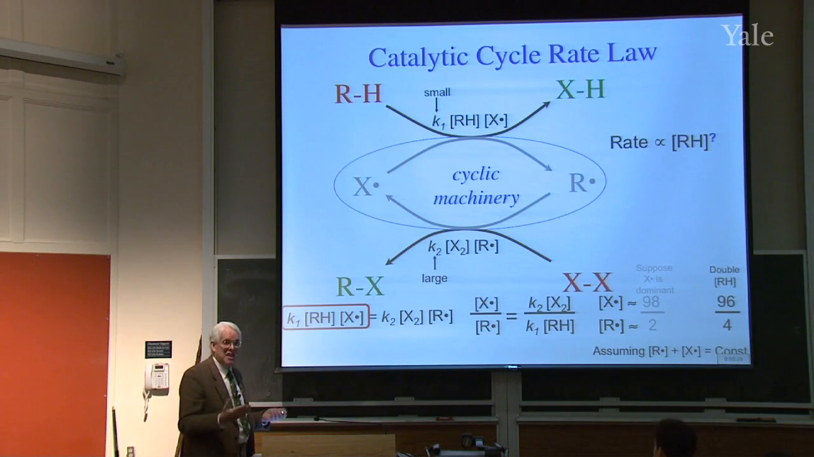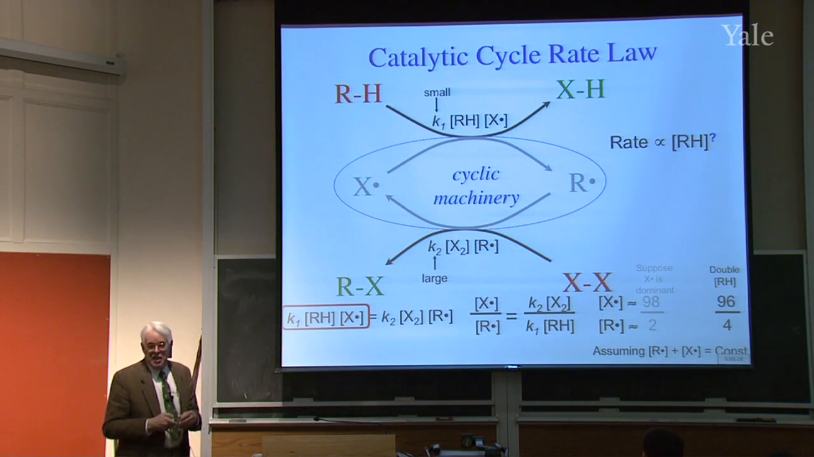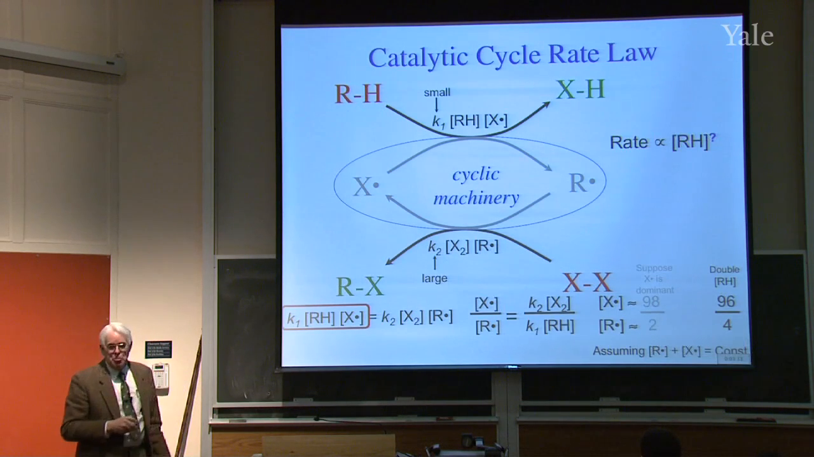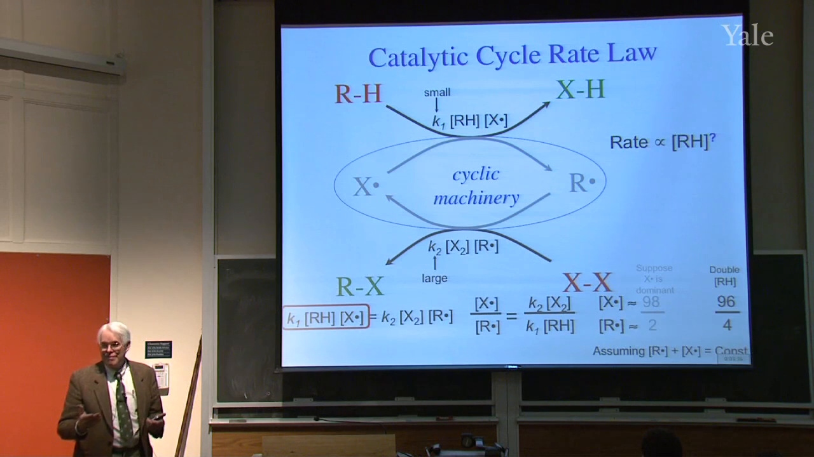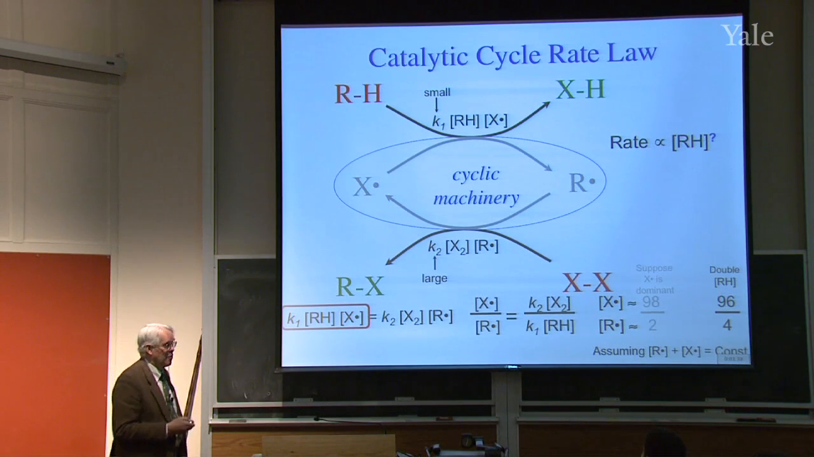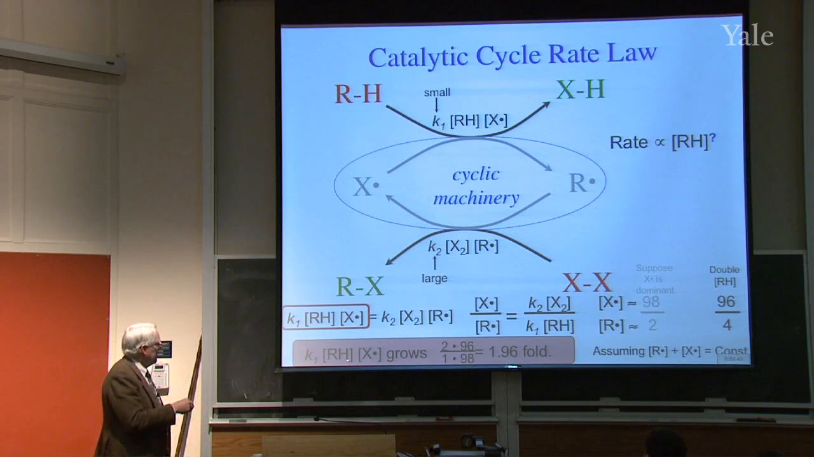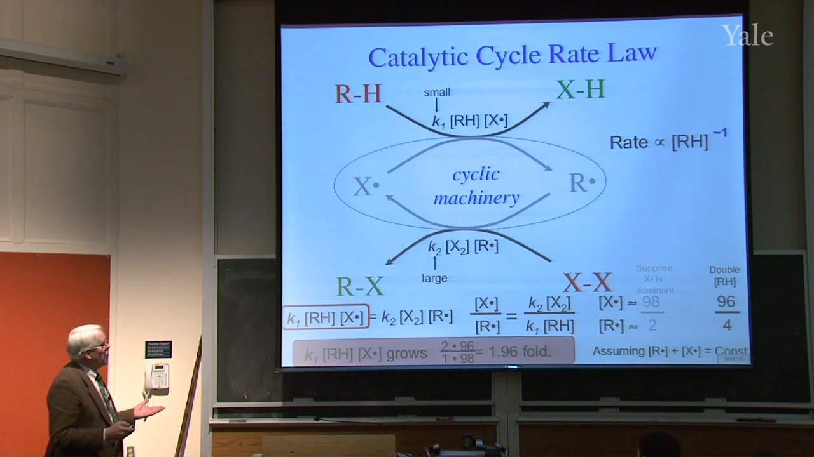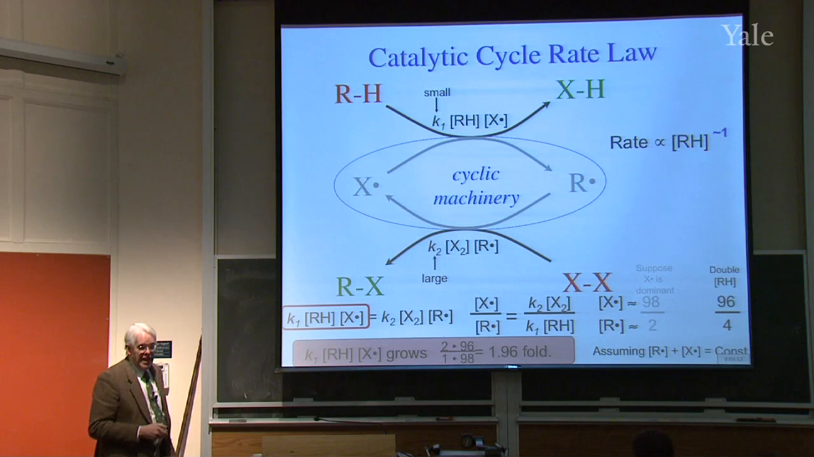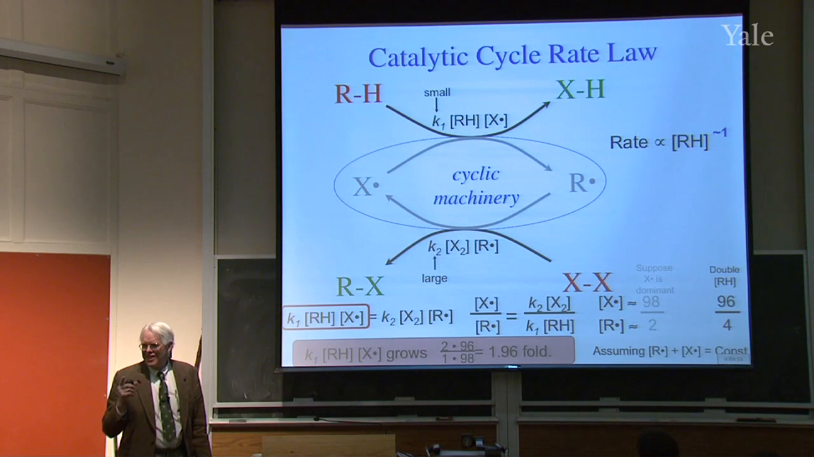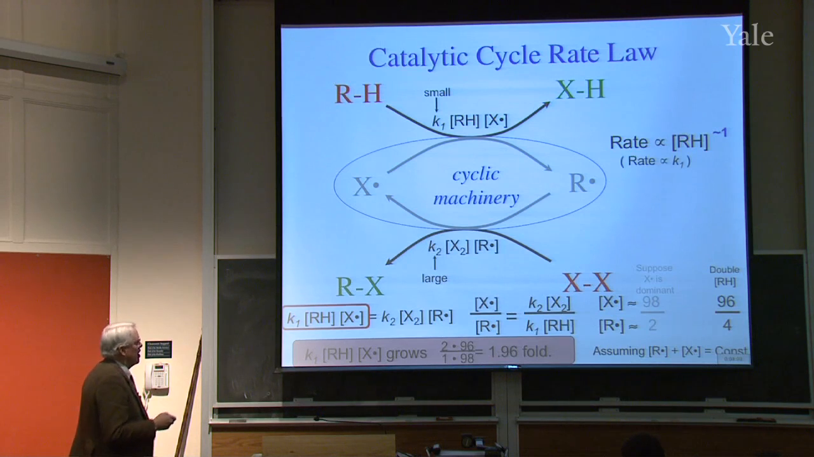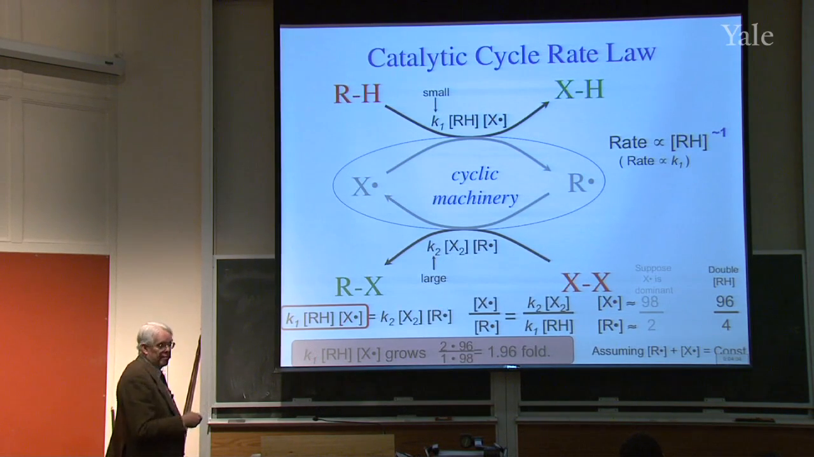Matt? The rate doubled. So who's surprised that when you double the starting material here, you double the rate? That question mark there is about 2. I see no hands, right? What do you expect? Okay, so this rate grows by that amount, 1.96 fold, practically 2. So it's first order in RH. Did I say 2 before? No, it's first order in RH, no one's surprised. And of course the rate is also proportional to K1.